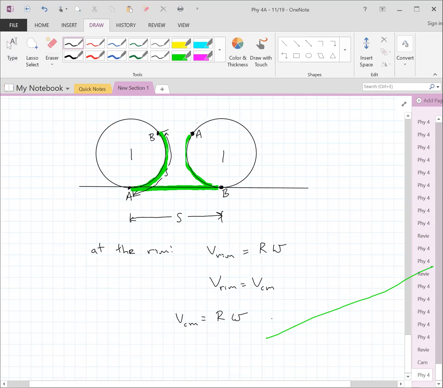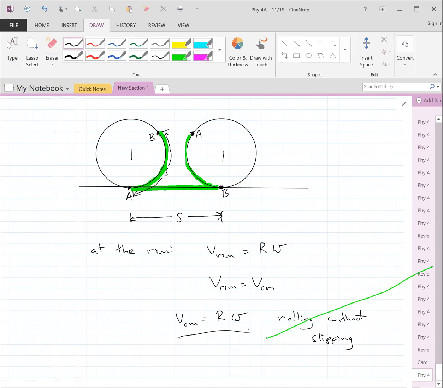And this is true if something is rolling without slipping. Right? If it's rolling without slipping, we know there's this relationship between the angular velocity of the wheel, the rotational velocity, and the translational velocity of the wheel. If it slips as it rolls, then all bets are off. We don't know the relationship, right?